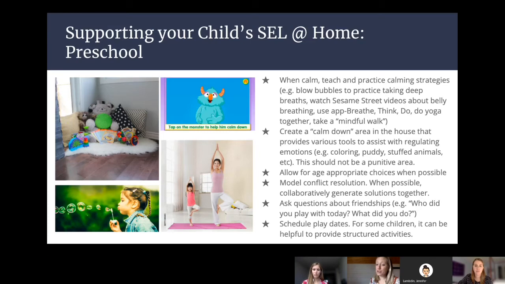It's also important for children of all ages, but particularly for preschoolers, allowing for those age-appropriate choices when possible. So it might be something as simple as, you can have peas or broccoli for dinner. Which one would you like? So you know that you want them to have a vegetable, but they're getting a choice in what vegetable they have. Also important is modeling conflict resolution.